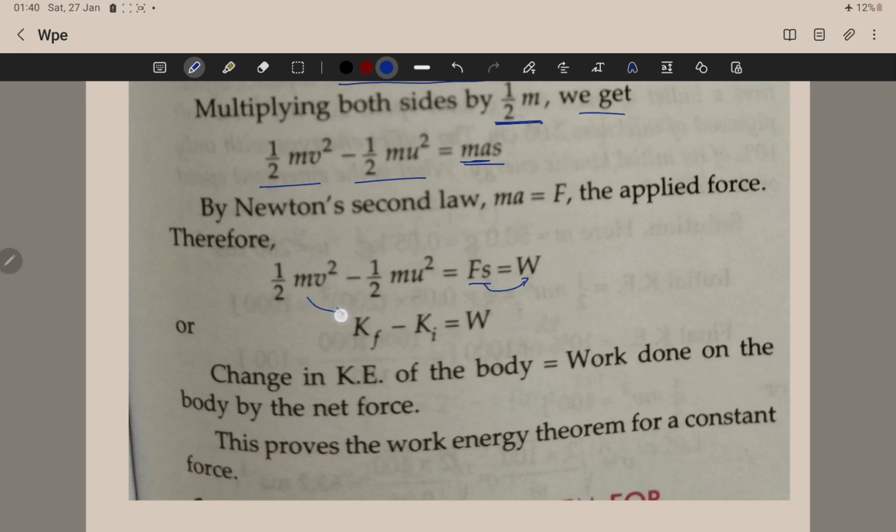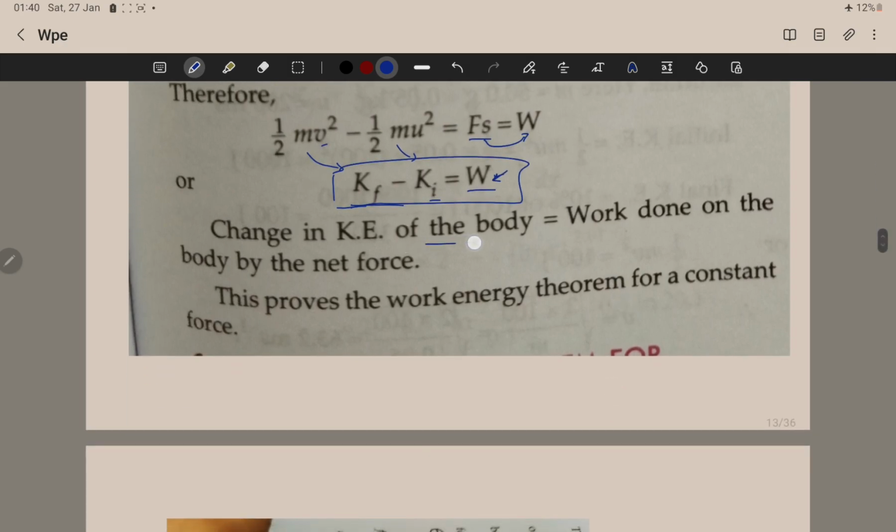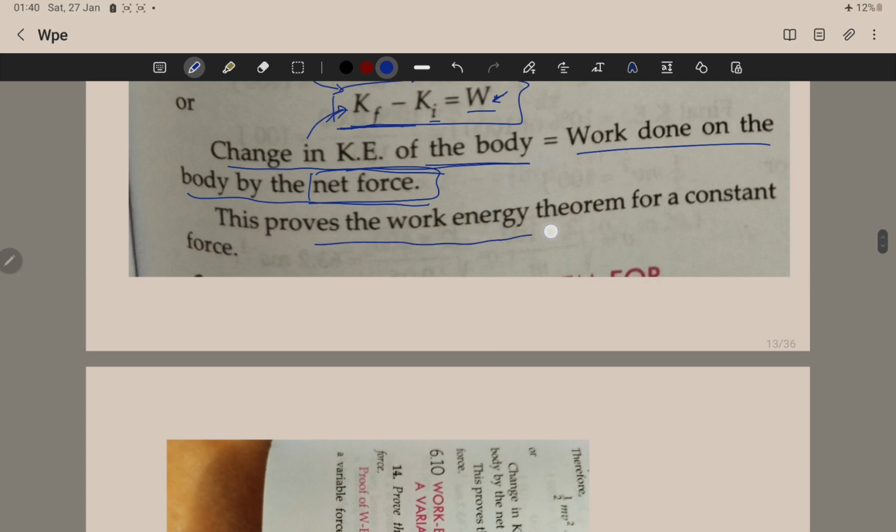And we know this is the kinetic energy. If the velocity is the final velocity, this is the kinetic energy final, and this is the kinetic energy initial, and this is equal to the work done. So here we prove that the work done by the net force is equal to the change in kinetic energy. This K final minus K initial is called the change in kinetic energy of the body, and it is equal to the work done on the body by the net force. Remember, work done on the body by the net force. So this proves the work energy theorem for a constant force.